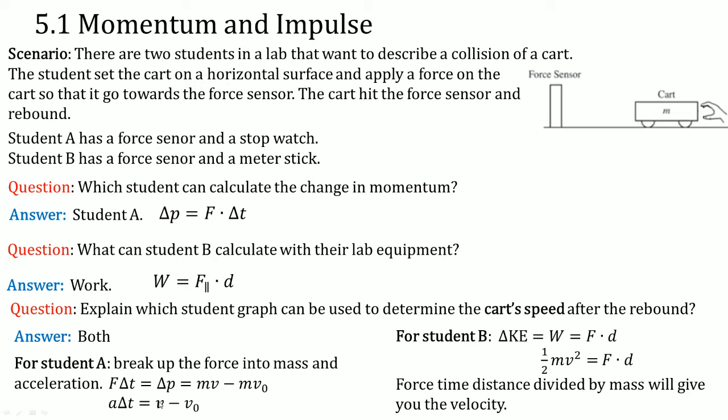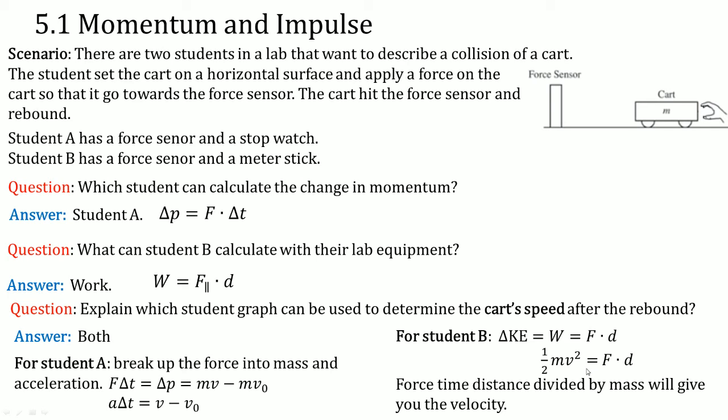Likewise, you could do the same thing for student B using the work-energy principle. The change in kinetic energy is equal to the work, which is just equal to the force times the distance. Here the work is equal to the change in kinetic energy, which is 1/2 mv squared. The v here is the cart's final speed.